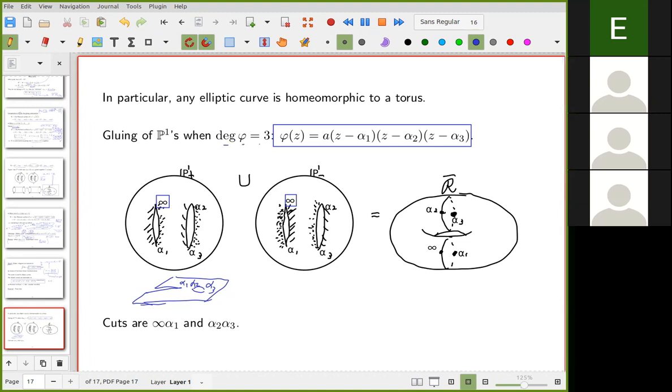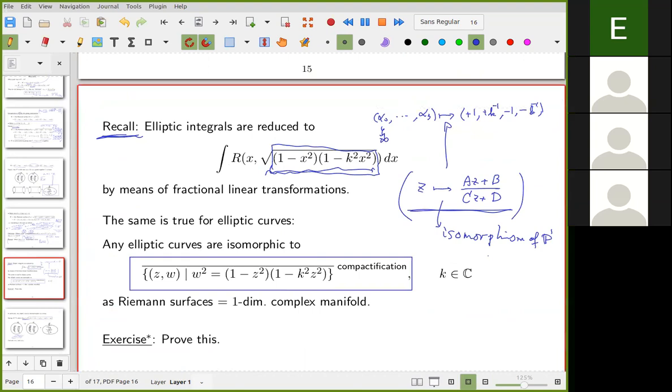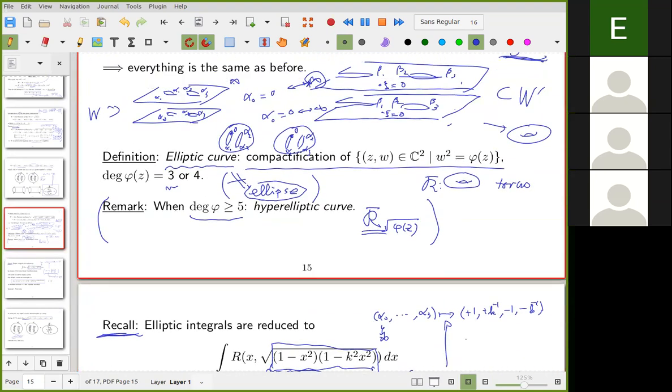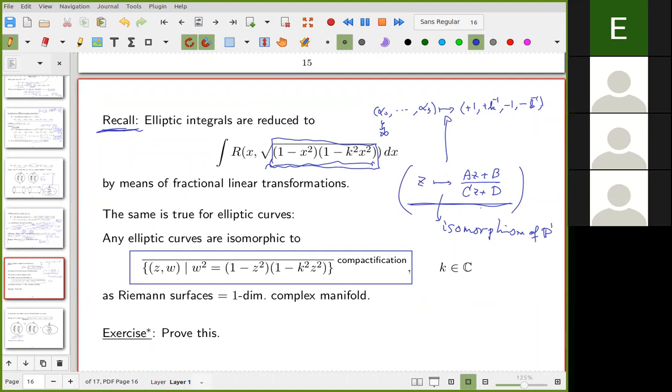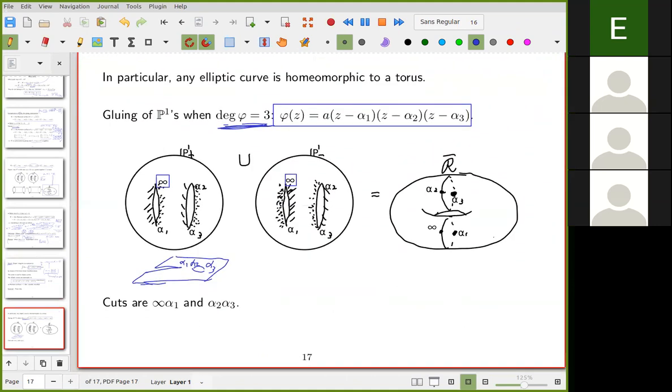So when the degree is 3, we have another torus. But essentially, this is the same. We can reduce the theorem to this case. Okay. Any questions so far?